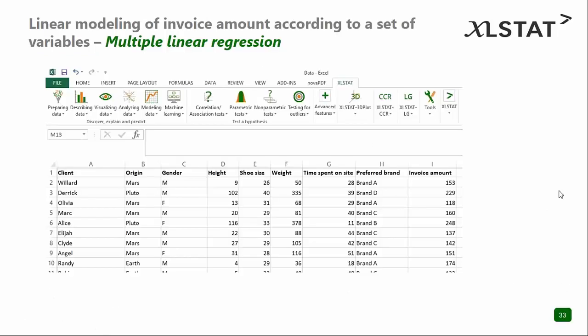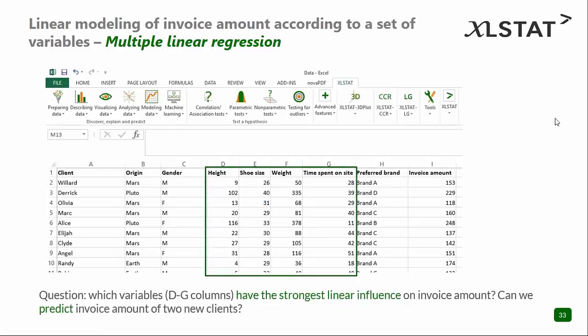Now let us do an application in XLSTAT. We will apply a multiple linear regression based on this question. Which variables among the height, shoe size, weight, and time spent on site have the strongest linear influence on invoice amount? And can we predict the invoice amount of 2 new clients?